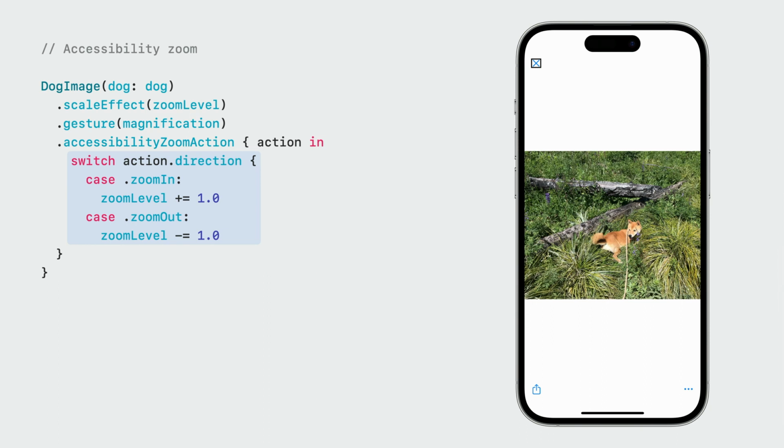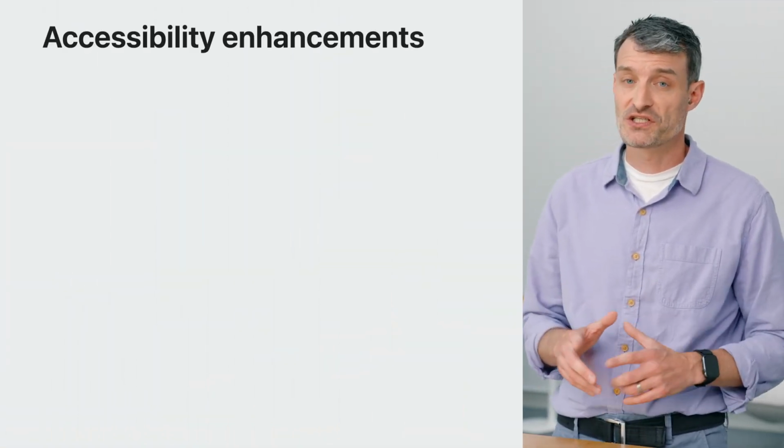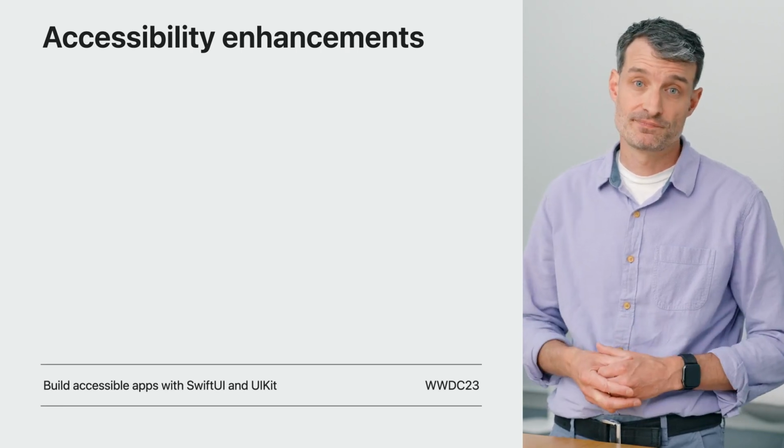I'll just update the zoom level depending on the action's direction, and I can see what mischief she's been up to now. To learn more about all the new accessibility functionality across Apple's platforms, be sure to check out Build Accessible Apps with SwiftUI and UIKit.